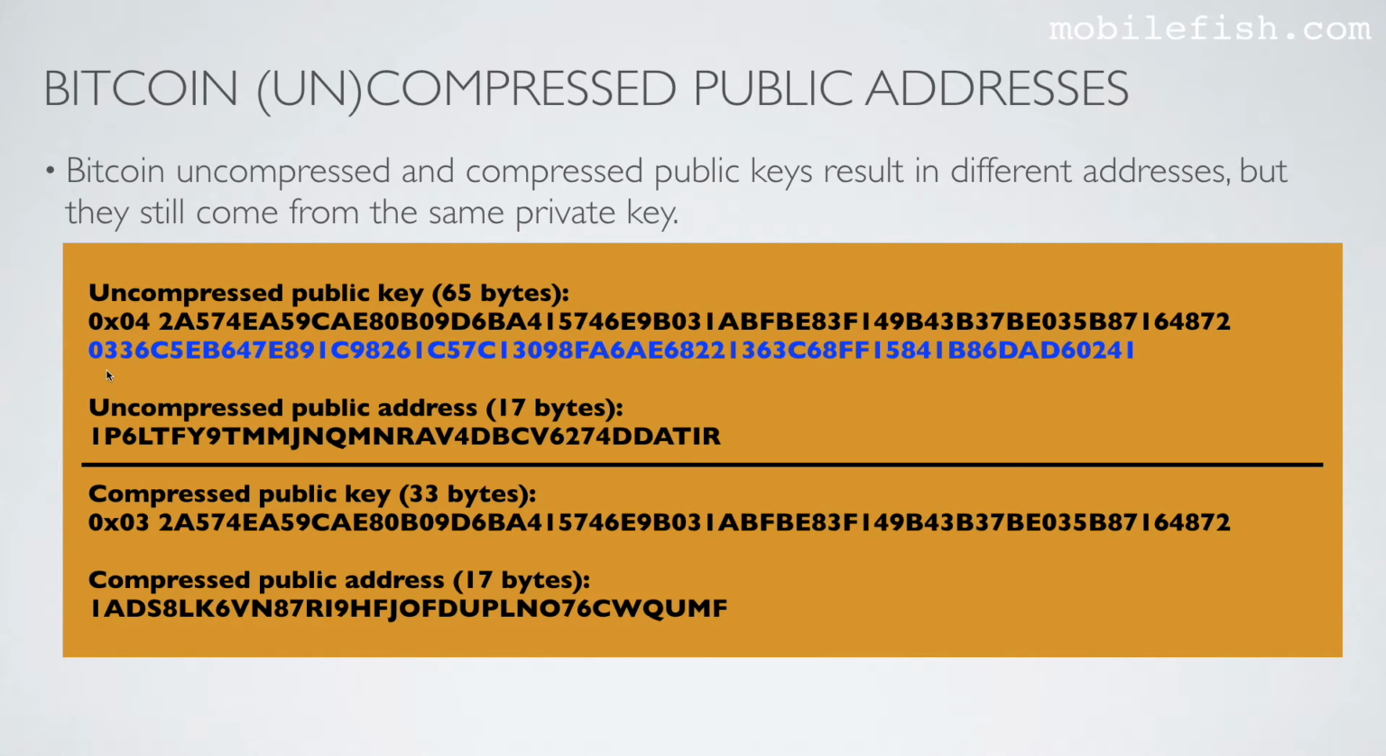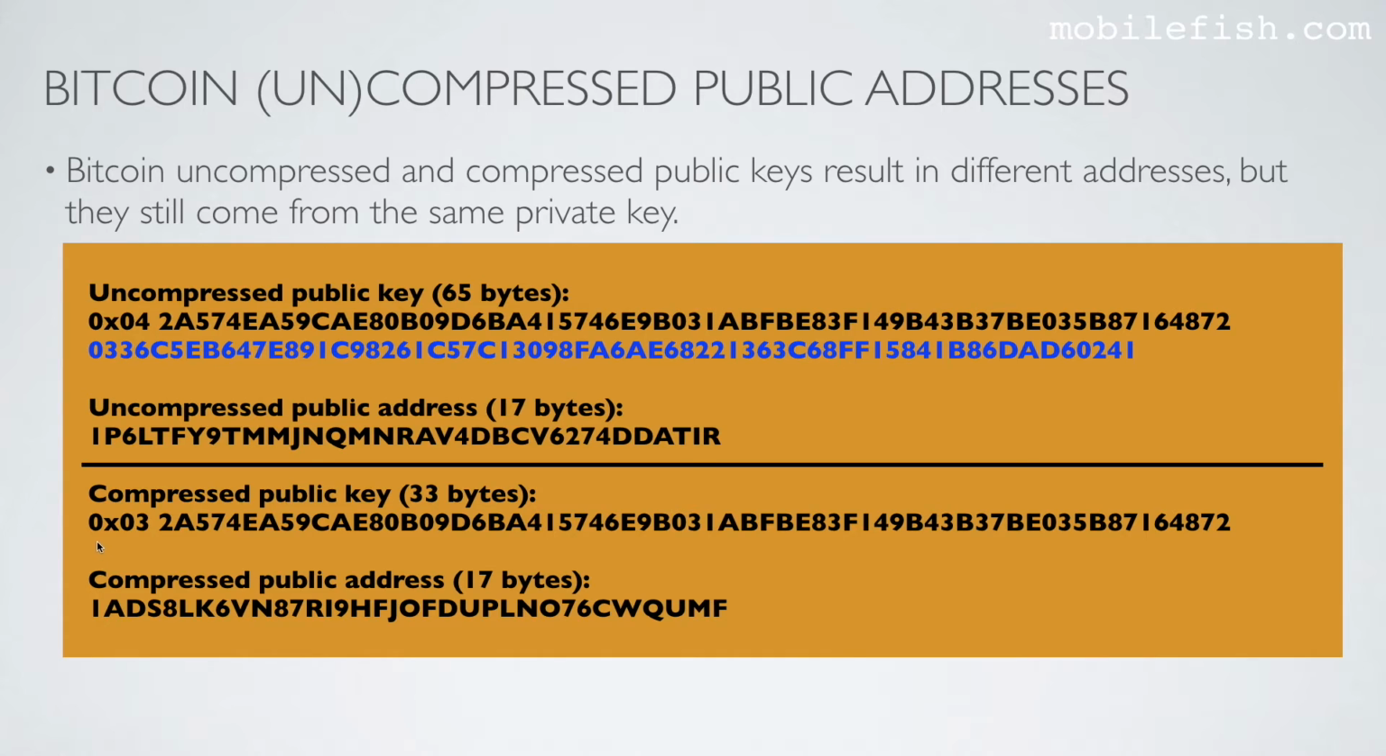Here's an example of an uncompressed public key. In the previous slide, I have shown you how this is created. Here's an example of an uncompressed public address. This uncompressed public key is used to create this uncompressed public address. In the next video, I will show you all the steps which are needed to create the uncompressed public address.